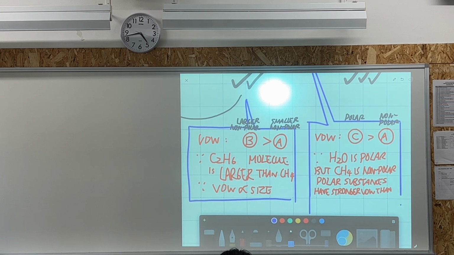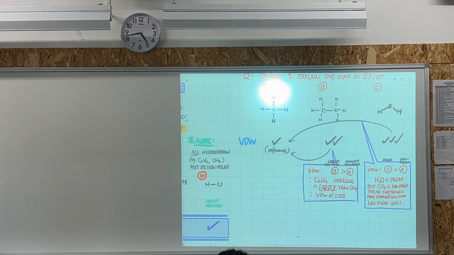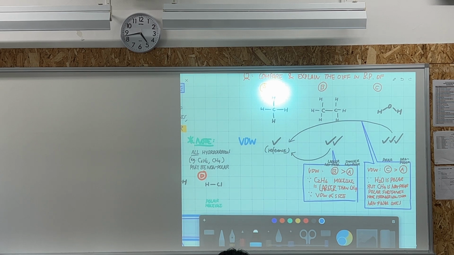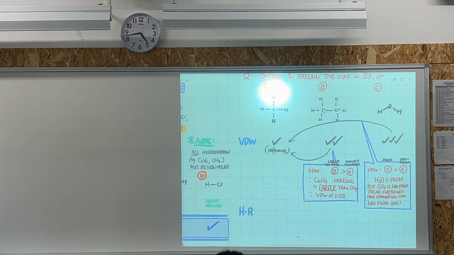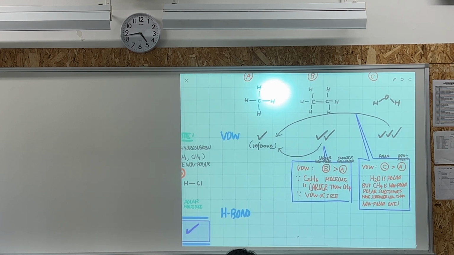Okay, we have just one more thing to consider before we wrap this up. The second type of intermolecular force we need to consider is H bond, hydrogen bond. So which of these has H bond? H2O. So this has, but the others do not.